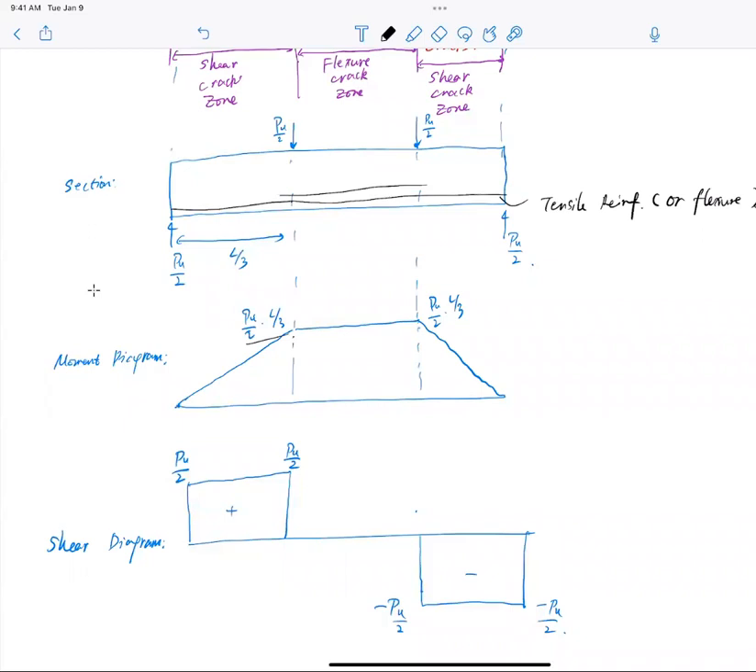Now for the shear, this is a little bit different. Since I only have shear at the two ends, and no shear in the middle, I will have shear reinforcement only at the ends, like vertical stirrups, vertical like that. This is the side view.